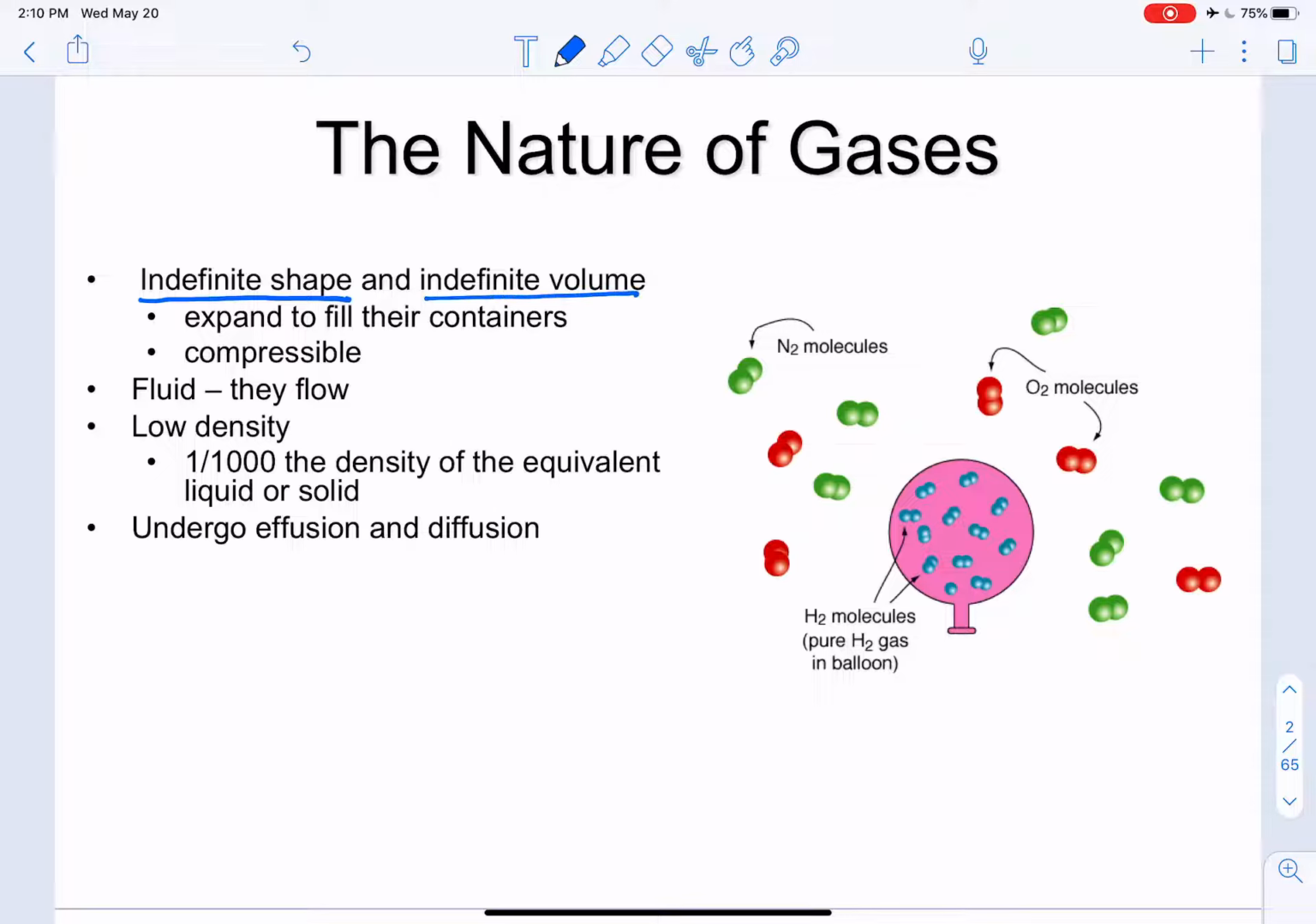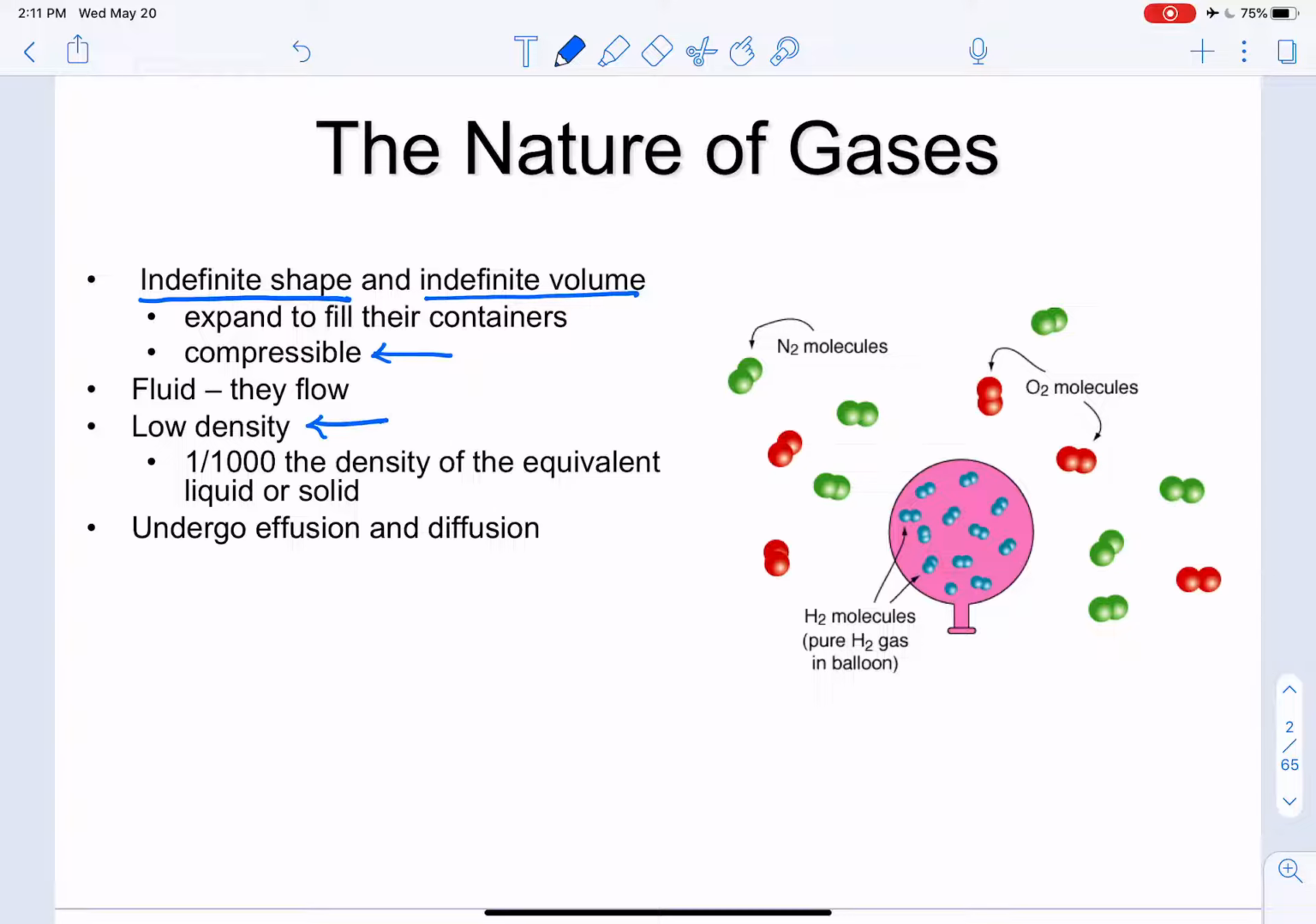So if you give them a little bit of space, which is a small volume, they'll take up a little bit of space because they can be compressed because there's a lot of nothing between them. But if you give them a large space, they'll gladly zip around in that large space and take up the whole space. They have an indefinite volume. So again, because they have a lot of space, we can compress them, and you will see that with tanks of oxygen, which people with emphysema and other breathing disorders might carry around with them. And this gives them a very low density.